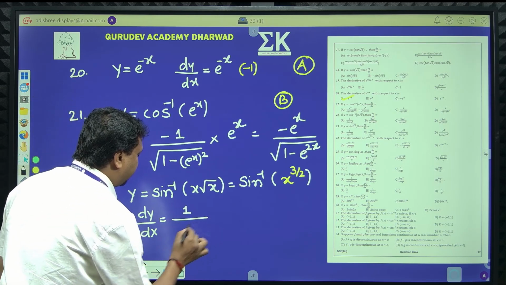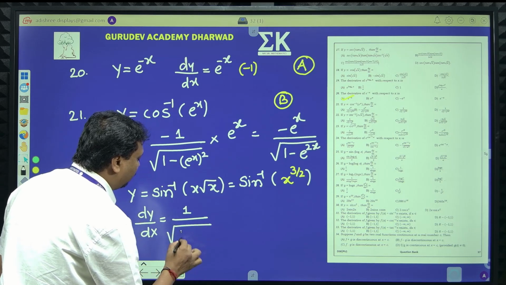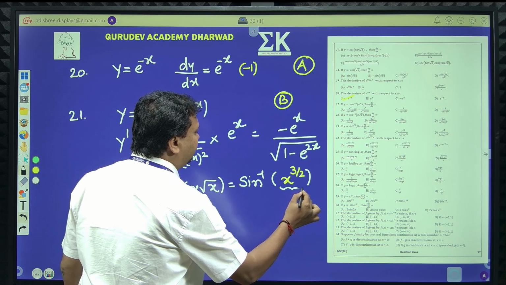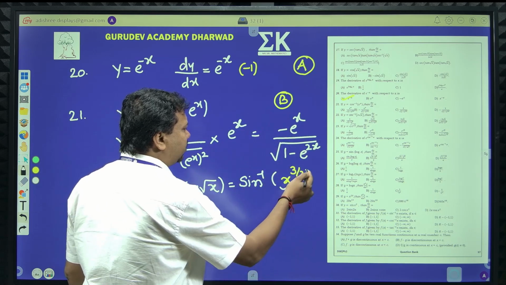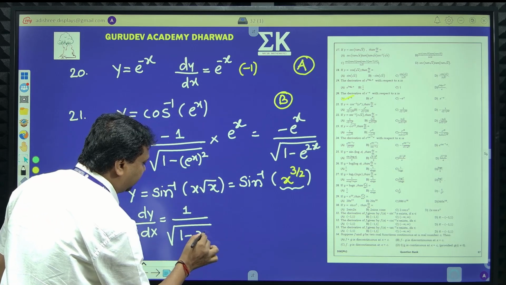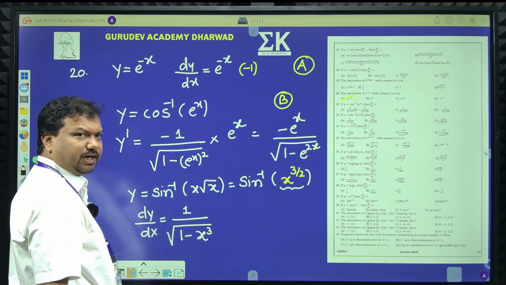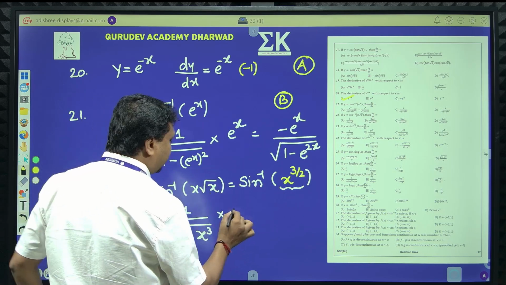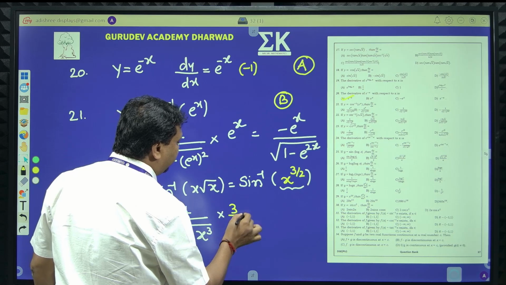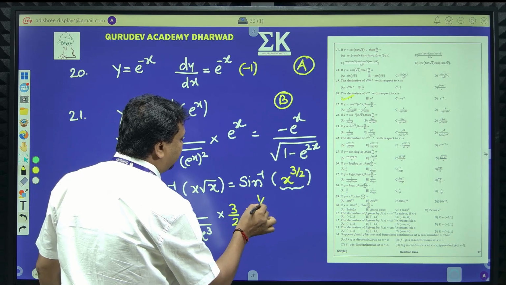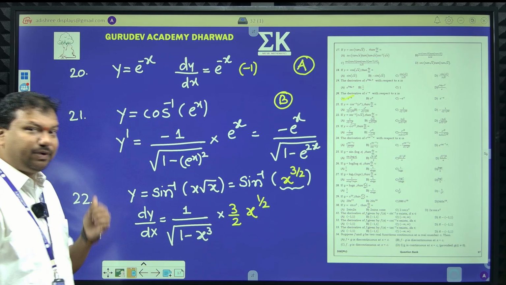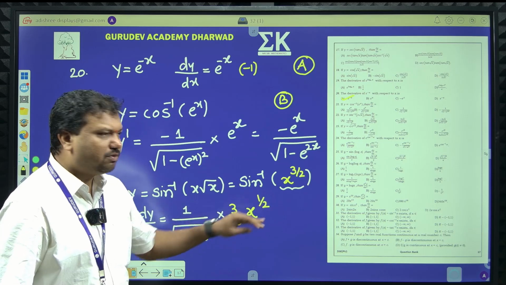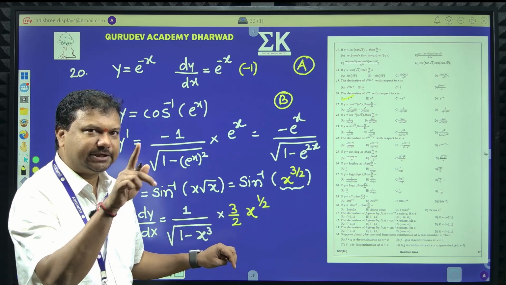1 divided by square root of 1 minus g of x whole square, that is x to the power 3 by 2 whole square. Whole square means 2 and 2 cancel, so what remains, just x cube remains, correct? Into differentiation of x to the power 3 by 2 becomes 3 by 2 into x to the power 3 by 2 minus 1 is 1 by 2. So if you observe carefully, what is my final answer? 3 by 2 x to the power 1 by 2, which can be written as root x.